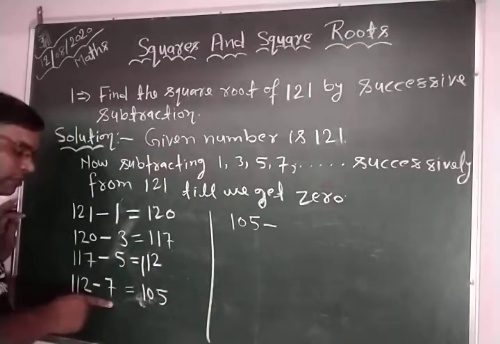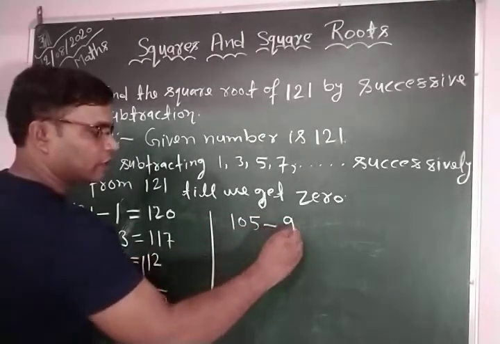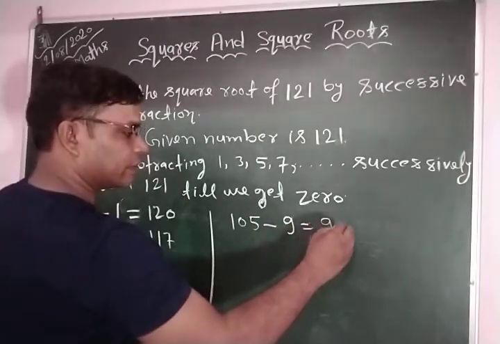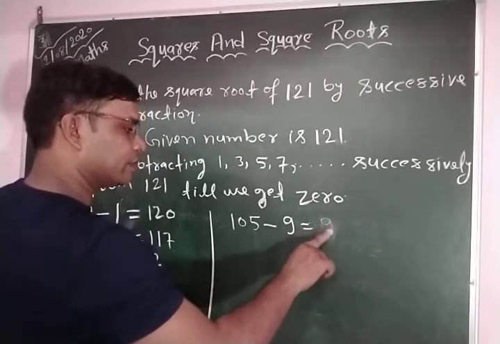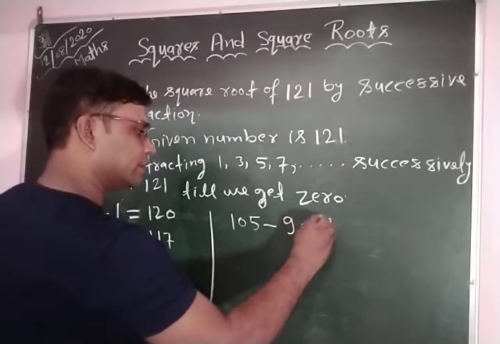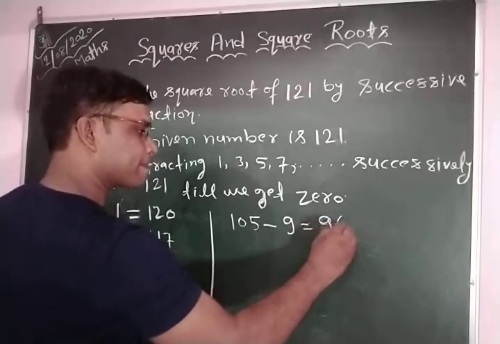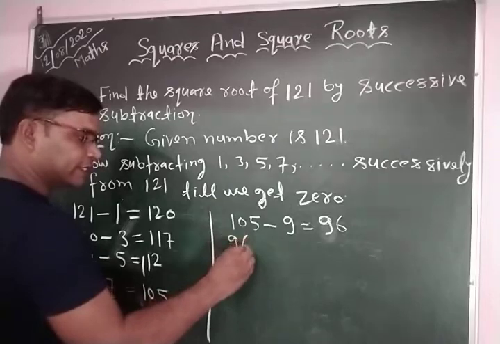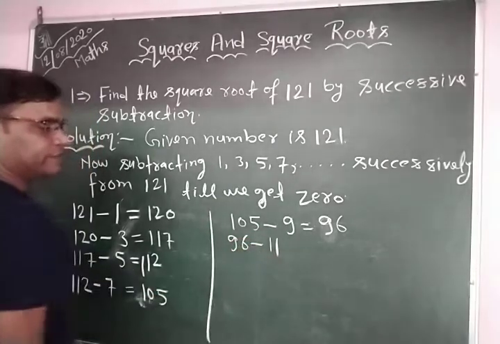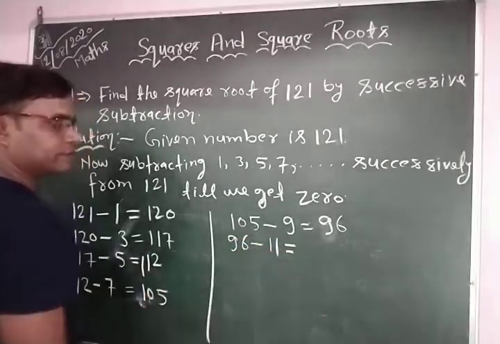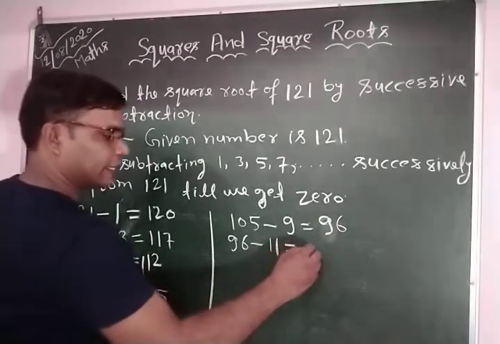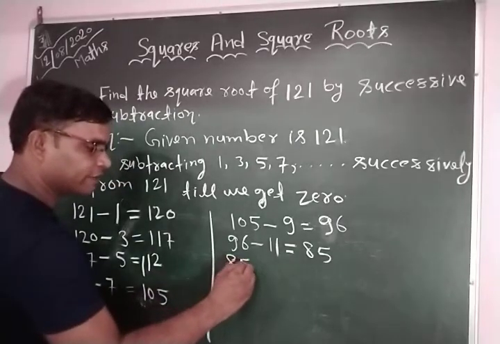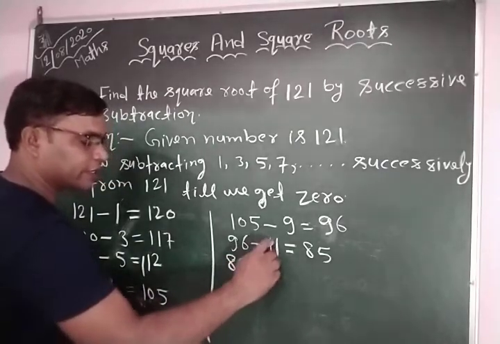Next odd number is 9. This is equal to 96. After this is 96. Next odd number is 11. This is equal to 85. Now 85 minus 11.